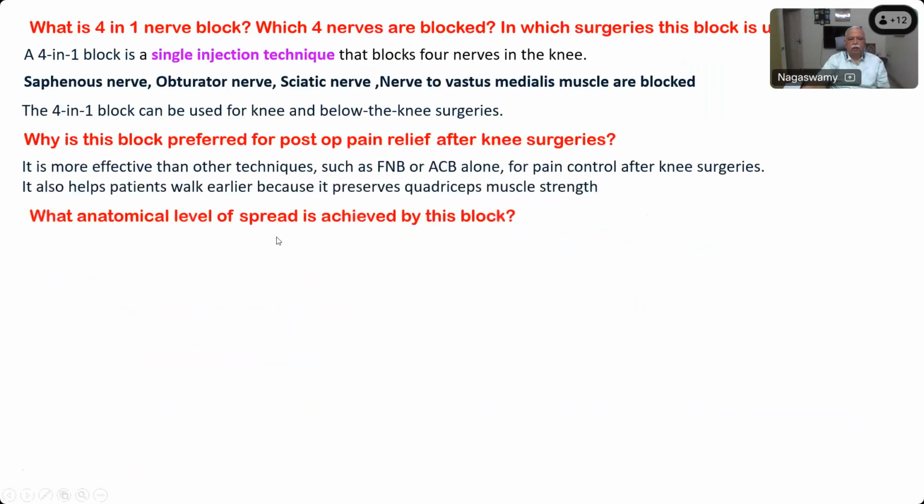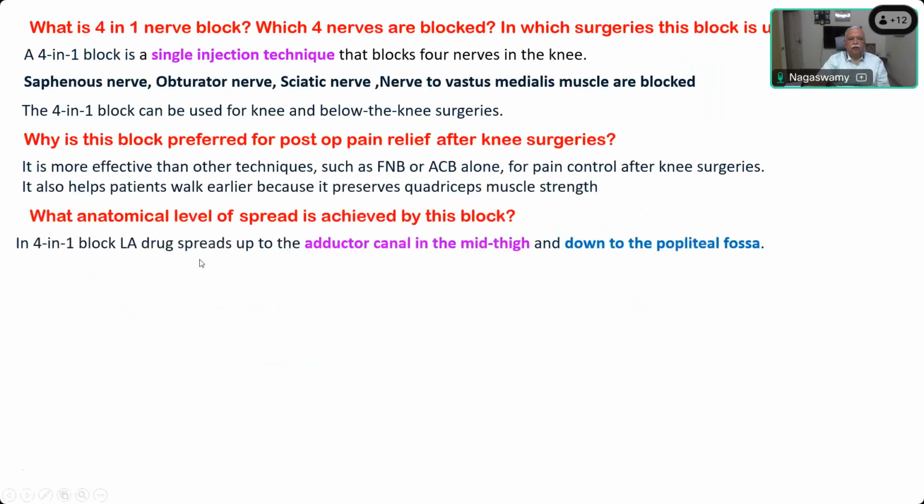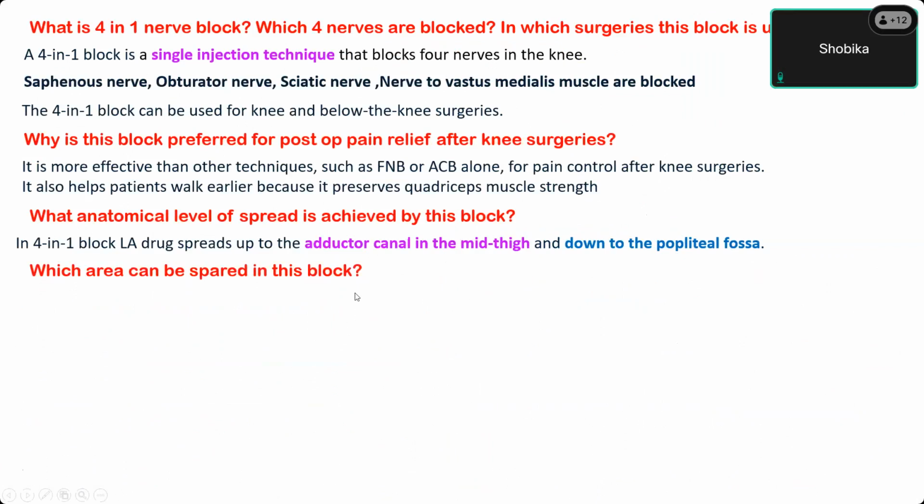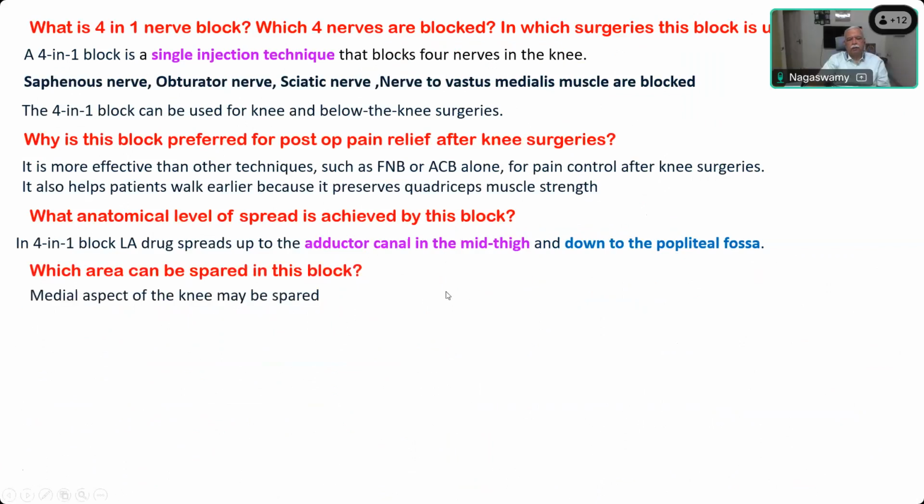What anatomical level of spread is achieved by this block? This spreads through the adductor canal in the mid-thigh down to the popliteal fossa. Okay. Which area can be spared in this block? The medial aspect of the knee may be spared.